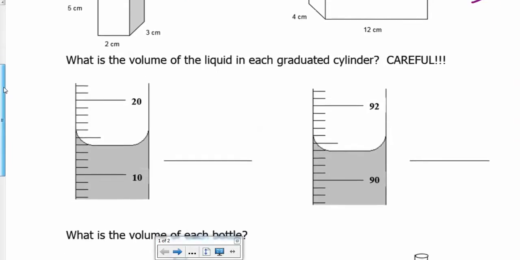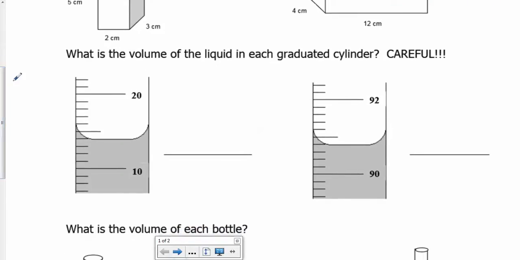All right. So we're going to find the volume of liquid in each graduated cylinder. Remember, one of the first things that we have to do is find out the scale. So we have 10 here and 20 up here. So each of these little pieces are going to be worth 1. So this longer piece here means it's right in the middle. So we know that's 15. So we can go down just 1. And we know that that's going to be our measurement. So it's going to be 14. And graduated cylinder is always in milliliters.